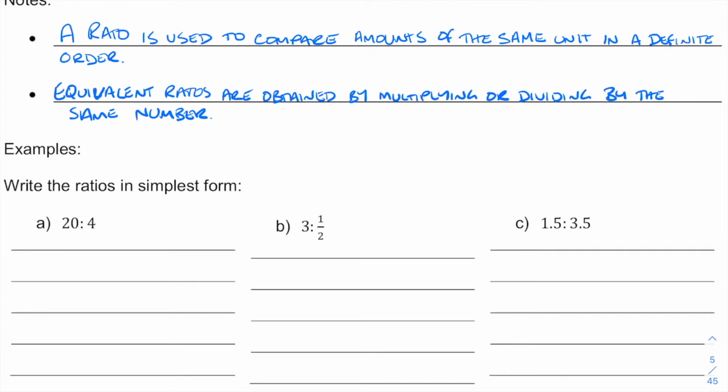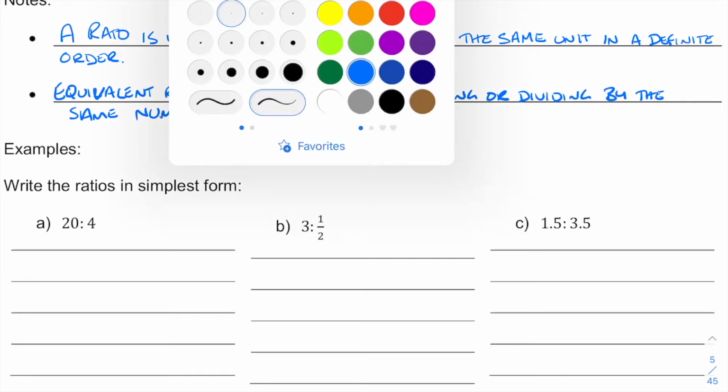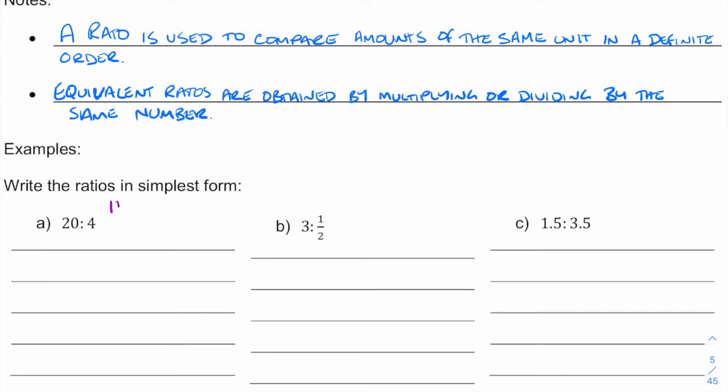The first one, we have 20 to 4. 20 parts to 4 parts. And all we really need to do here is find a highest common factor. So I'll make that note in a different colour. Find the highest common factor. And then we're going to create a division. So our highest common factor for this one is obviously going to be 4. 4 being the largest number that goes into both.